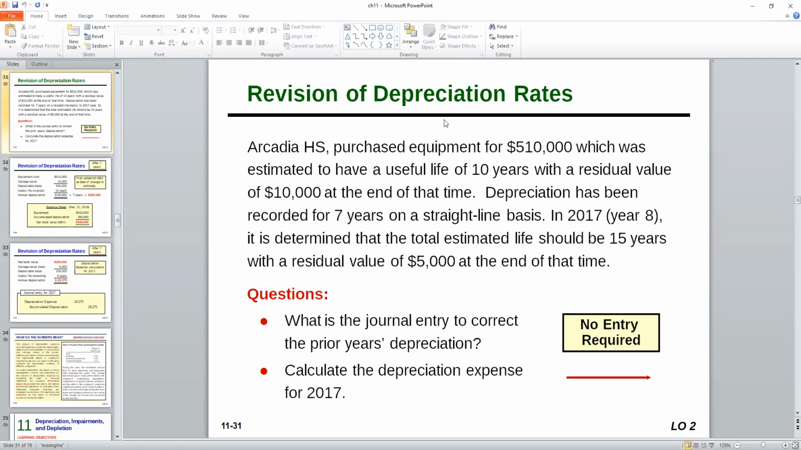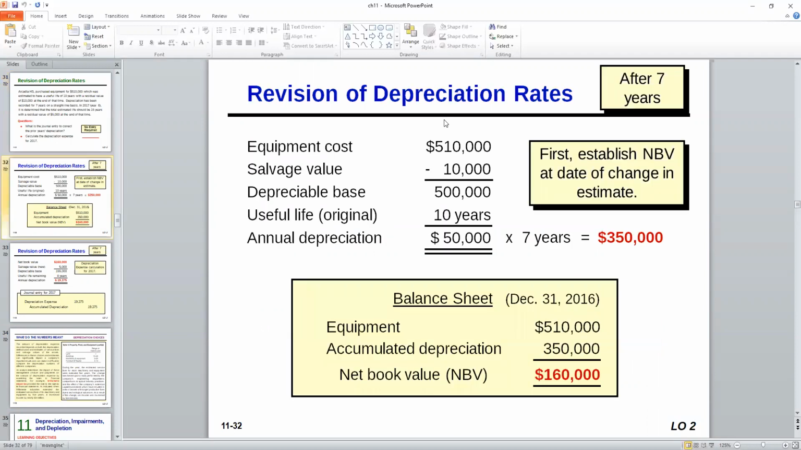And here's an example. So there's no correction of prior periods. There's not an error, just a change in estimate. So now I have to depreciate going forward. So I look at what my net book value is and what my extended or shortened life is, and I depreciate over the remaining time period.